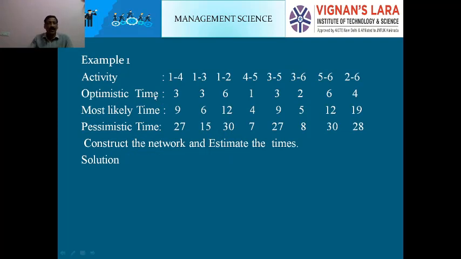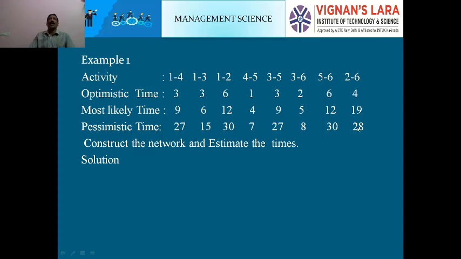Here the activities appear: 1-4, 1-3, 1-2, 4-5, 3-5, 3-6, 5-6, 2-6. This is the activity level. Optimistic time: 3, 3, 6, 1, 3, 2, 6, 4. Most likely time: 9, 6, 12, 4, 9, 5, 12, 19. Pessimistic time: 27, 15, 30, 7, 27, 8, 30, 28.